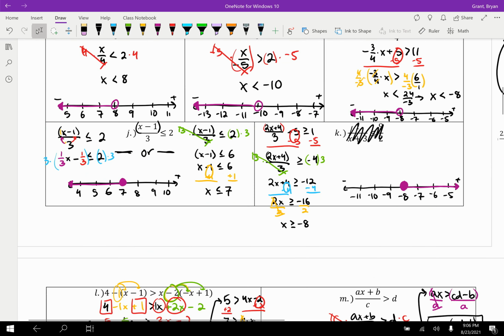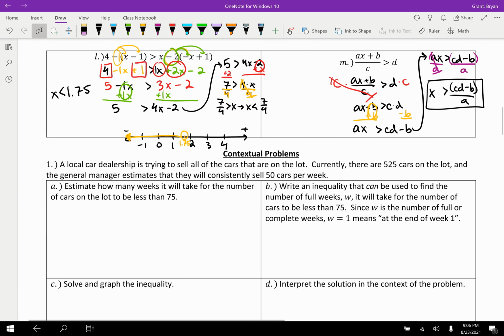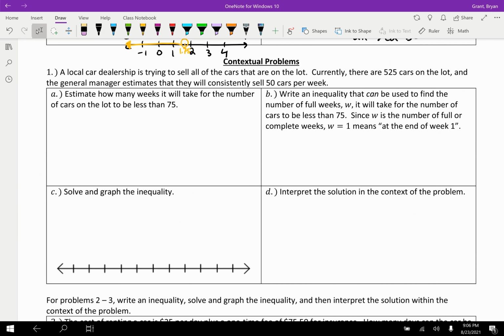I am proud of you for getting through it. We have some quick word problems, contextual problems, problems with context to finish off, and that should be it for today.